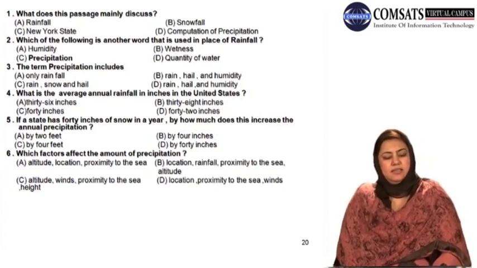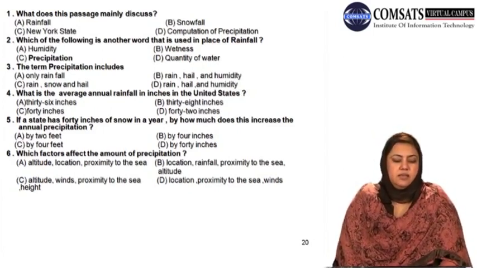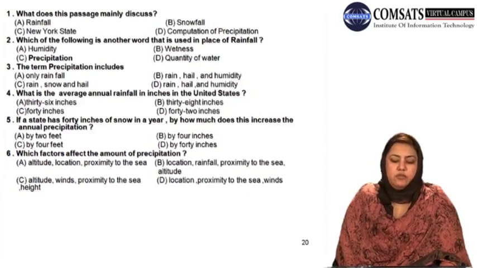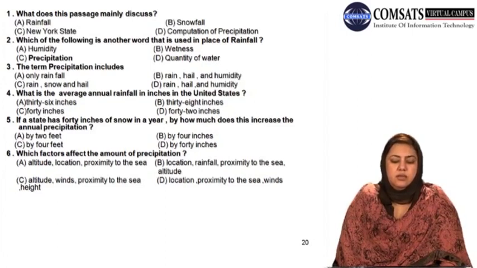Question number 6 on the slide says, which factors affect the amount of precipitation? Option A altitude, location, proximity to the sea. Option B location, rainfall, proximity to the sea, altitude. Option C, altitude, winds, proximity to the sea, height. Option D, location, proximity to the sea, winds.